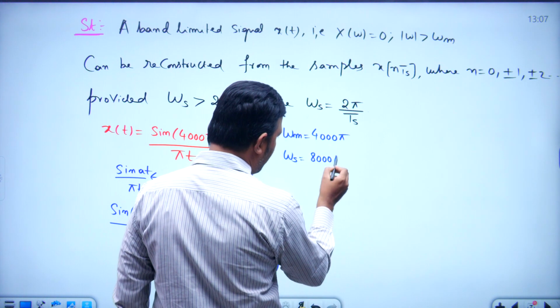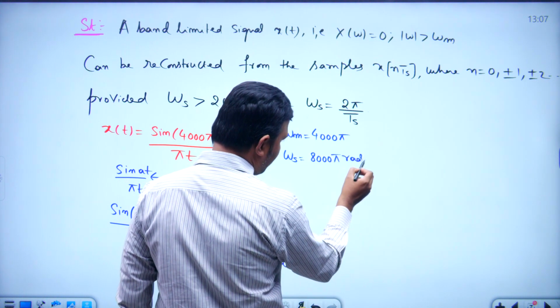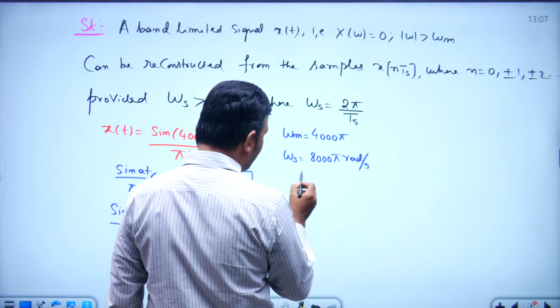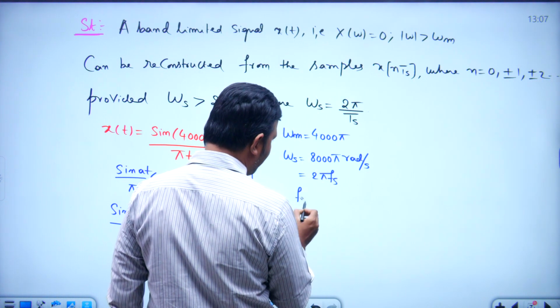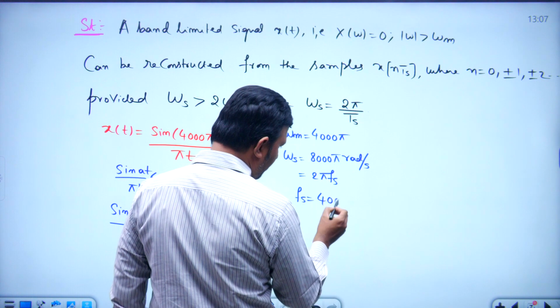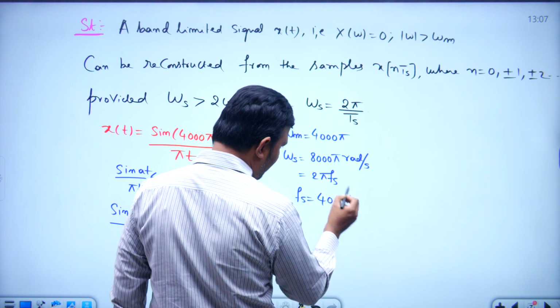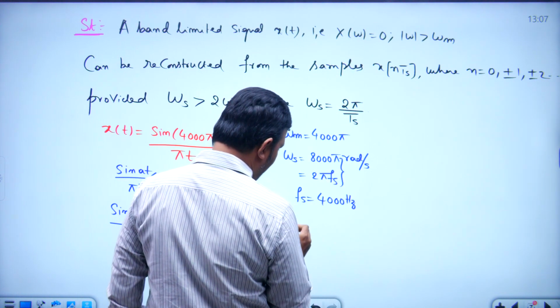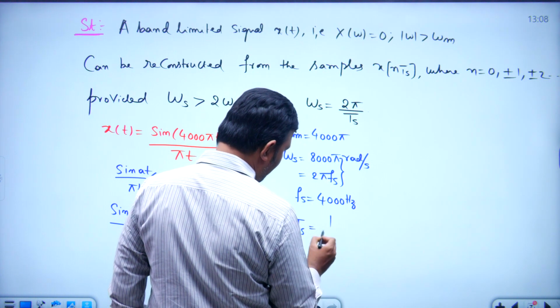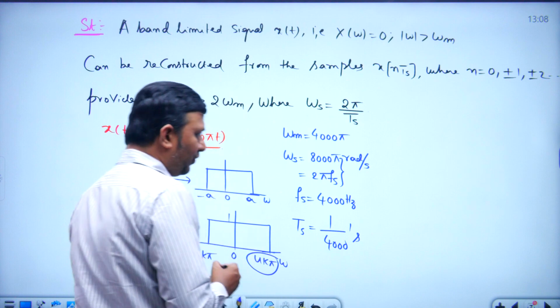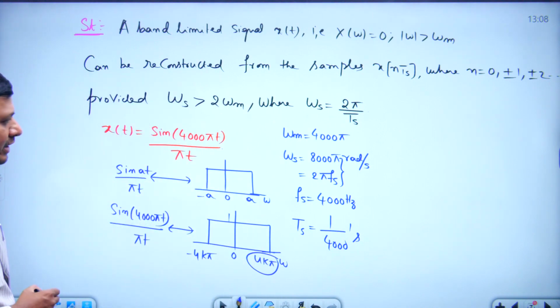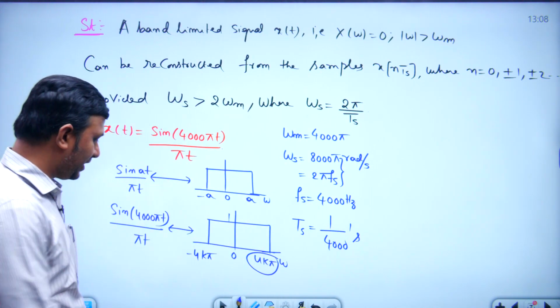I can calculate the Nyquist rate: omega s is 8000 pi, units are radians per second, and omega s is 2 pi fs. So what is fs? 4000 hertz, if you compare these two. And what is Ts? 1 by 4000 seconds. In this way you are going to find out the Nyquist rate and Nyquist interval.